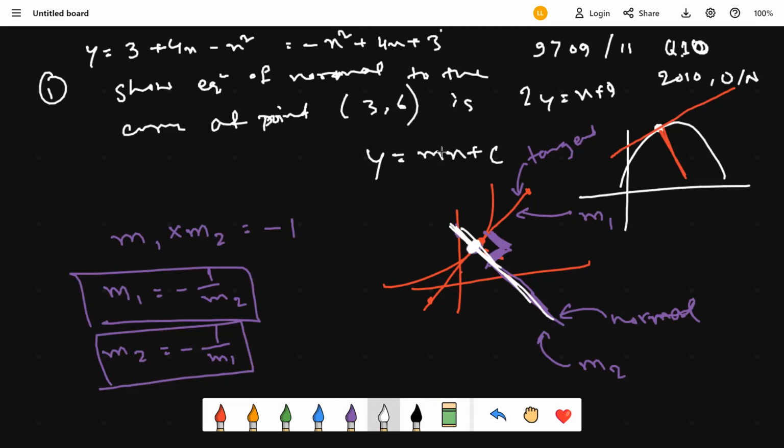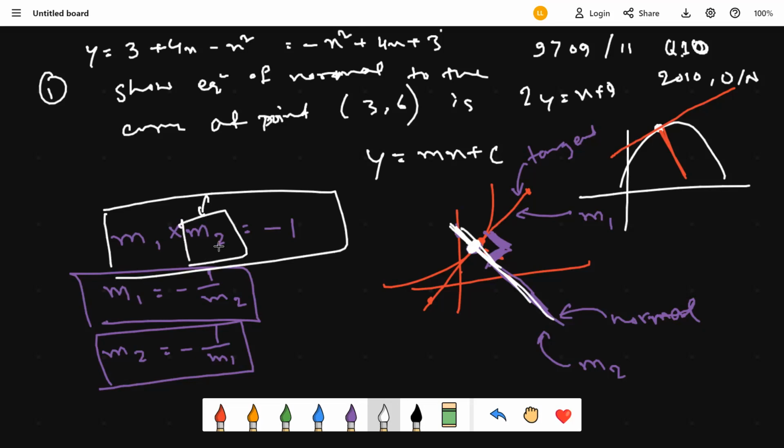We need the gradient value. In order to find the gradient of the normal, what do we need? Use this concept. Let's say m2 is our normal. We don't know the value of m2, but is there any way to find the other values? We have -1 here, but can we find the m1 value? M1 is what? Tangent to the curve. Tangent to the curve means what? Whatever the gradient of the tangent is at a specific point, the gradient of the curve is also the same.